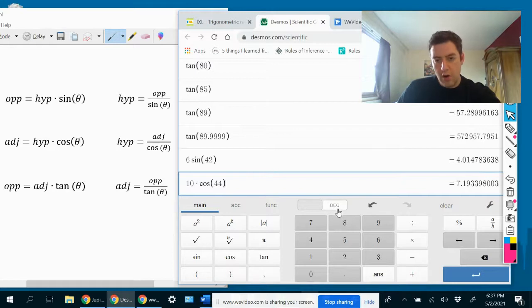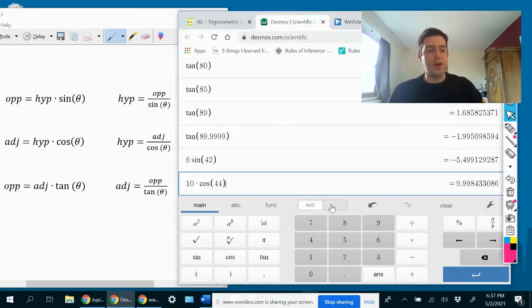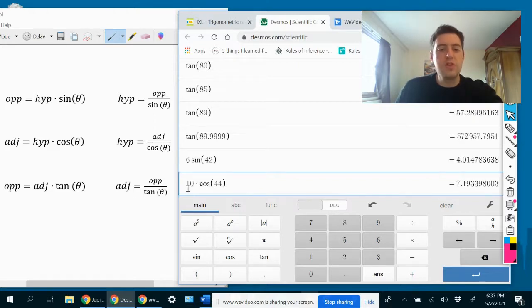Make sure that you are on degrees over here and not radians. If you click on this thing, which you shouldn't, so I don't know why I'm showing you this, but if you click on that, then it'll switch over to radians. Radians are just another way that mathematicians measure angles, okay? But we're not using radians right now. We are using degrees. So 10 times the cosine of 44 degrees gives us 7.193, and so on.